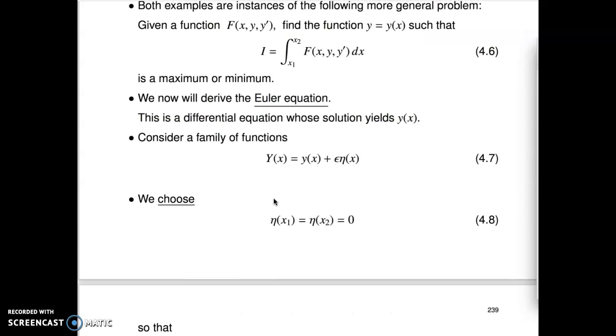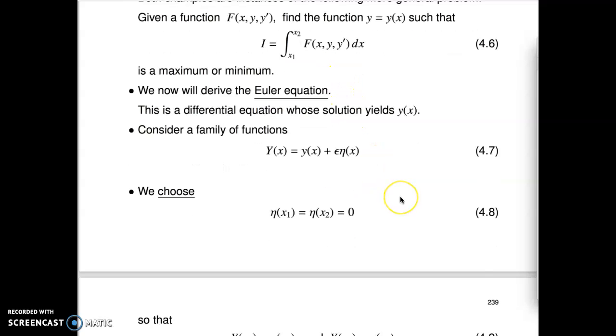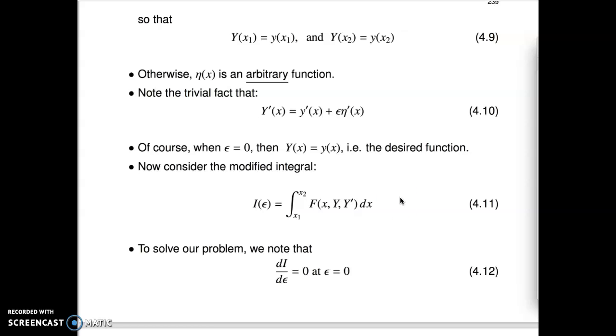So we have the integral back here, where the integrand, the big F function, is a function of x, y, and y primed. Let's replace little y and little y primed with big Y and big Y primed. Now it's not going to be the same integral. It'll be something else, because generally big Y is different from little y.